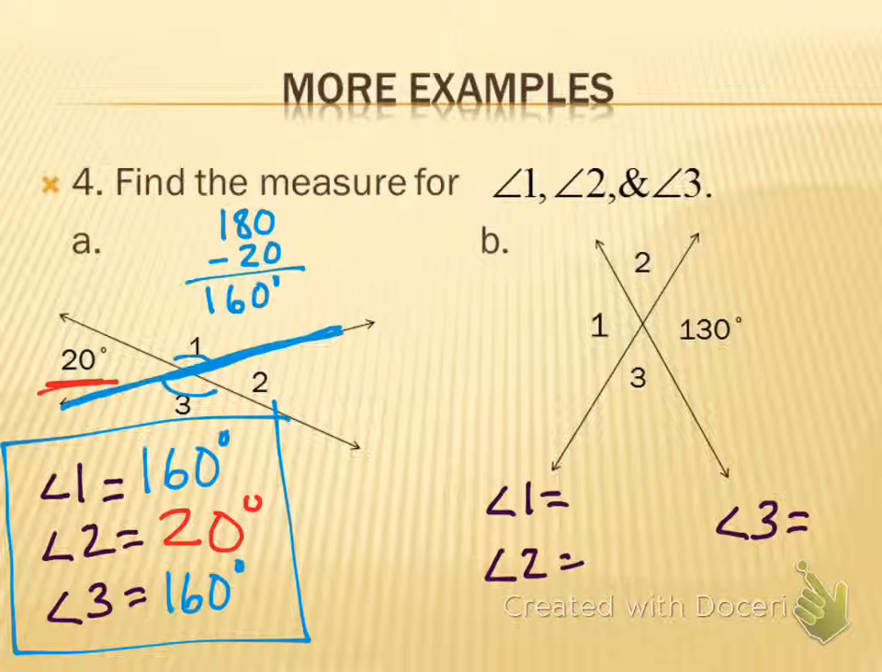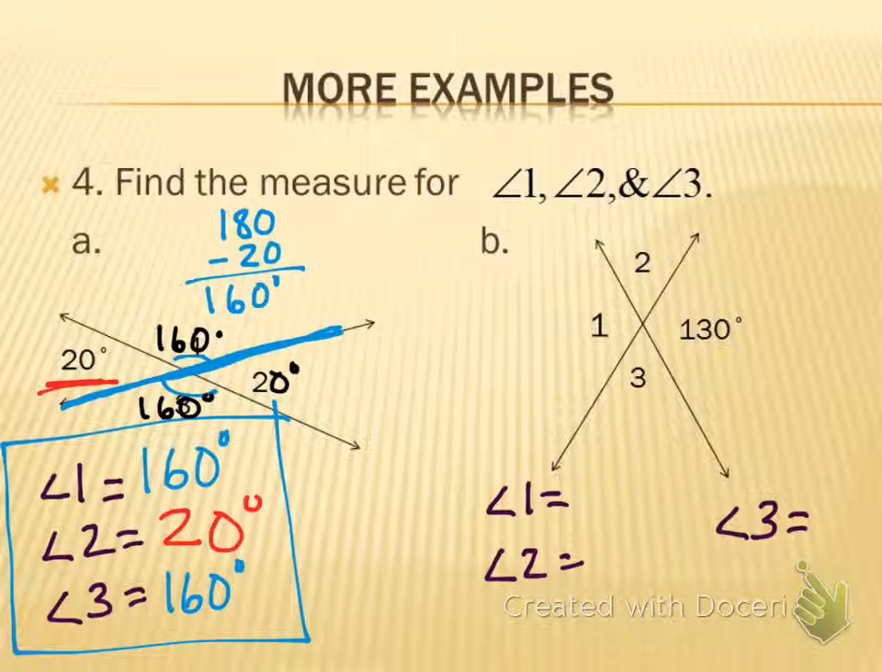Now, like I said on the last one, if you want to go back and label this 160, 20, 160, and then double check to see if it makes sense, that might be helpful for you. All right? And again, you can double check: do the 2 that are right next to each other add to 180, do the 2 that are across from each other have the same measure. And that does hold true in all the different combinations in part A. What are your questions before we go on to B?